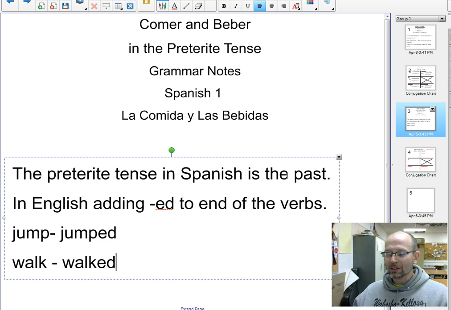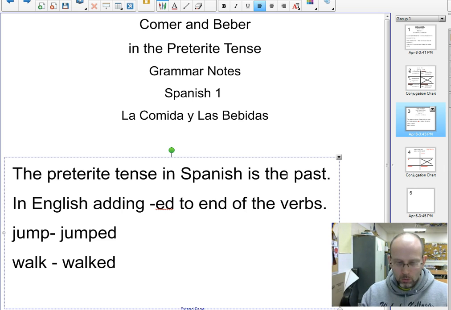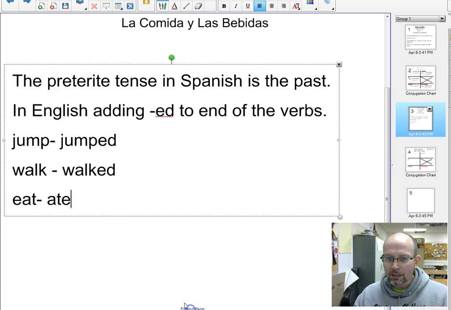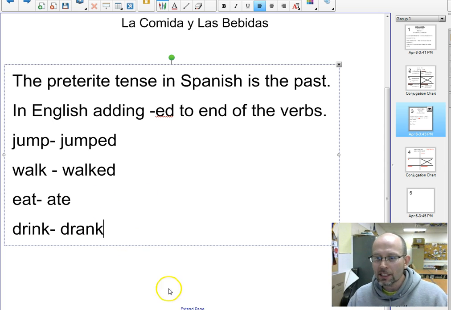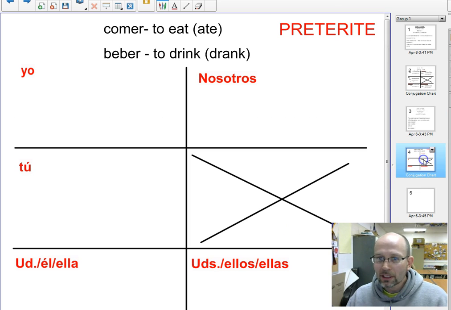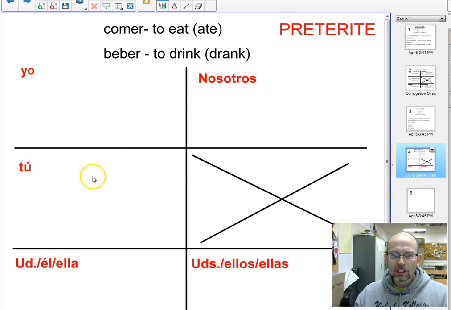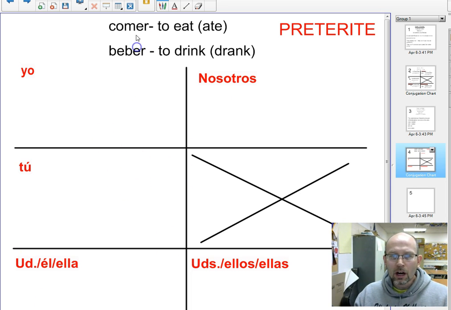Now, we're going to talk about two verbs where in English that doesn't happen either. In English they're irregular. Okay? So the two verbs are going to be comer, which is eat, and in English that's ate. And then the other verb that we're going to be talking about is beber, which is drink, and in English it's drank, so we don't add ed to either of those two. Anyway, let's look at our conjugation chart here, and this is what you should be writing down. Have this conjugation chart. What we're going to do is we're going to turn our verbs comer and beber into the preterite tense, which is just the past.